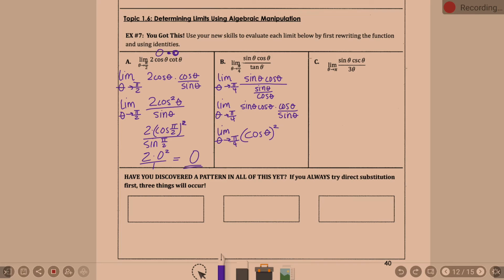We're going to go farther and plug it in. We have to finish the limit. So now we're doing cosine of pi over 4 quantity squared. What's the cosine of pi over 4? Square root of 2 over 2, from our chart we just did on the other page. Squared, that's 1/2.